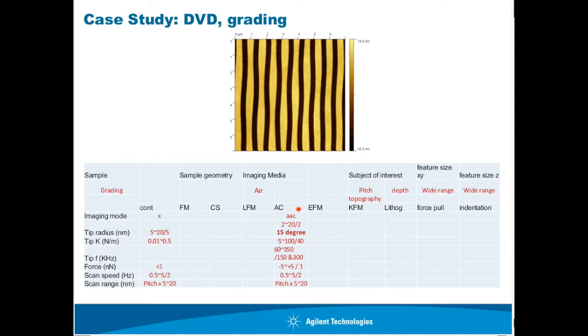AC mode. For AC mode, I would suggest using a 15-degree cantilever. This is what people call ultra sharpened with high aspect ratios. This is important because if you have a tip that has a lower aspect ratio, it does not reach the bottom of the trench of the gratings. And force is relatively high, and scan speed medium. And then again, scan range is pitch times 5 to 20.